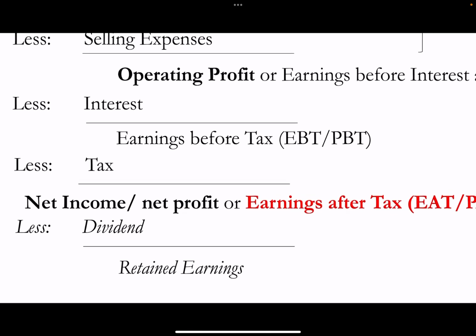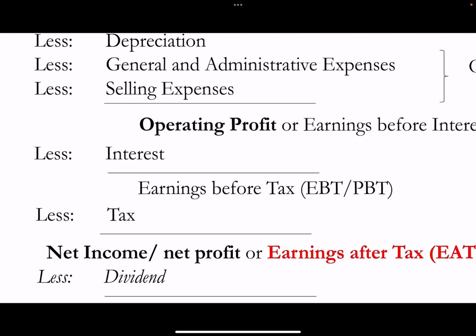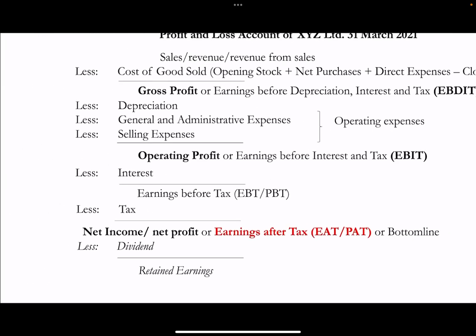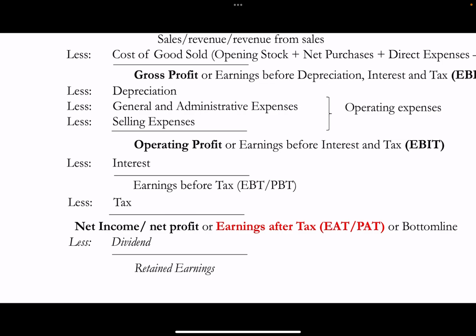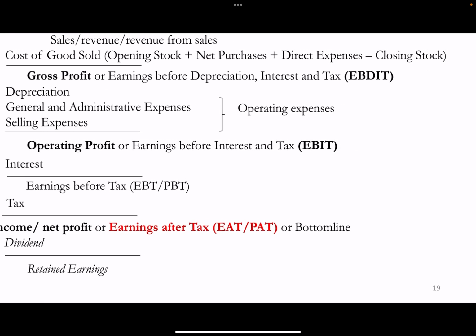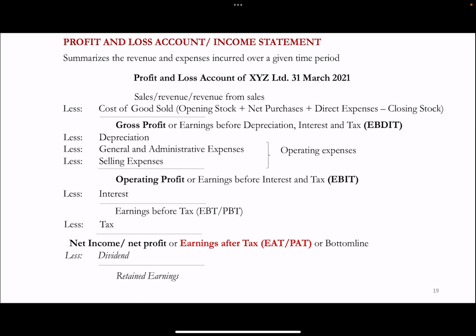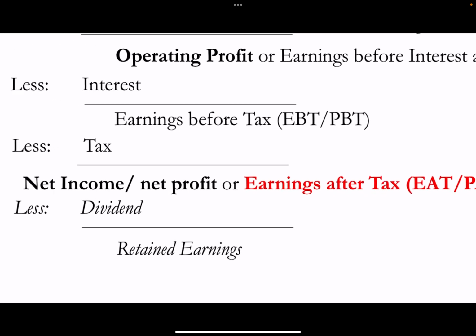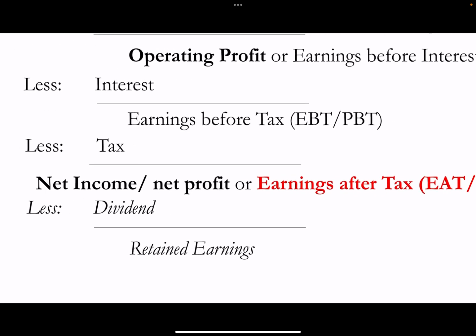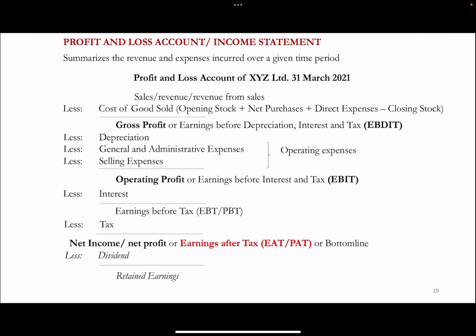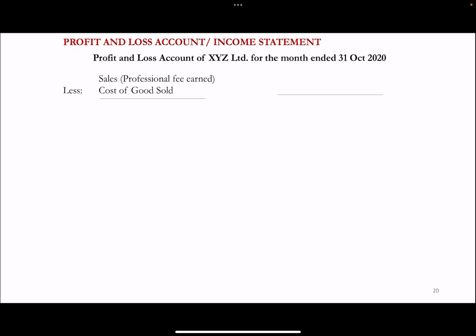After that, if tax is given, you deduct tax, then you will get net income, which is also known as net profit, earnings after tax, profit after tax, or bottom line. After all this, it is the end of the profit and loss account. But if dividend is given in the statement, you will deduct that also, and you will get retained earnings. So this is exactly the format of the income statement. Next, I will take an example and make you more clear with the same.